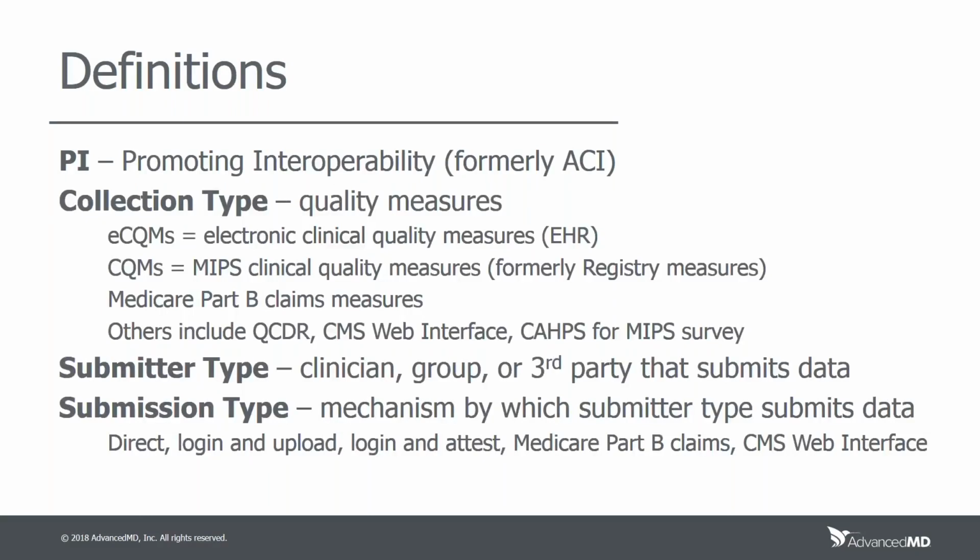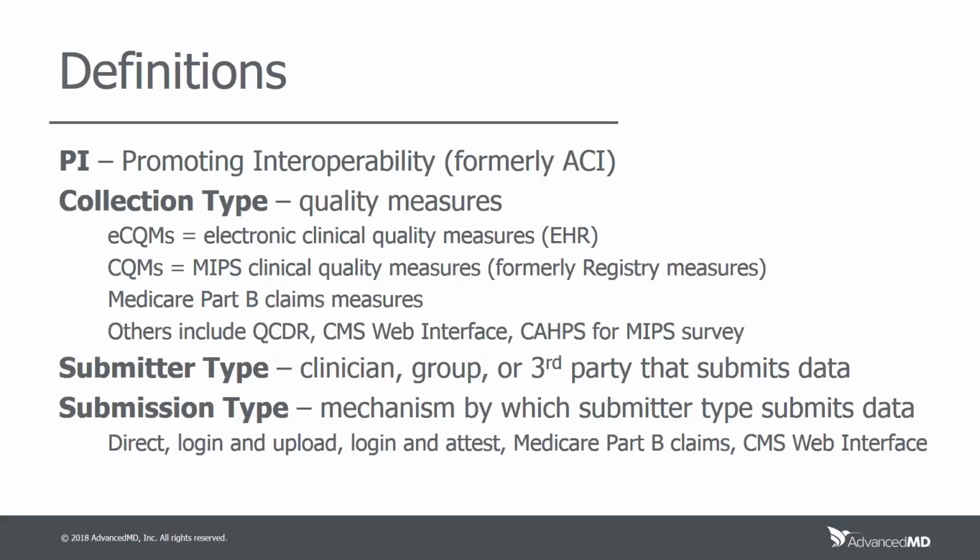So promoting interoperability was one of the biggest changes. It used to be called ACI in 2017 and the beginning of 2018, but now they call it PI, or Promoting Interoperability. There could be some confusion for those of you who also participate in what used to be called Meaningful Use for Medicaid.